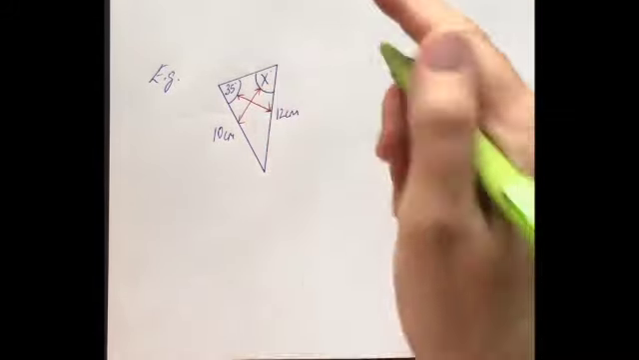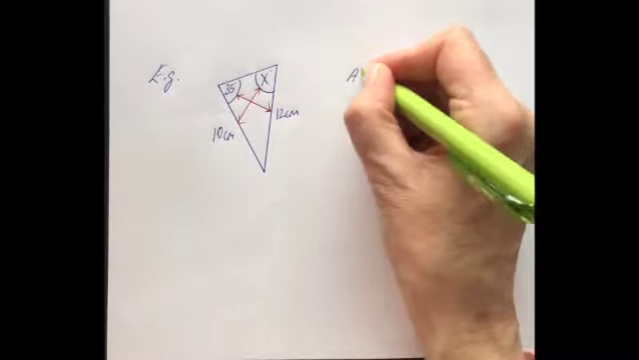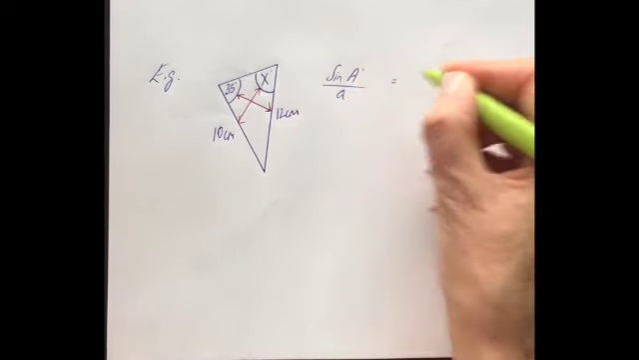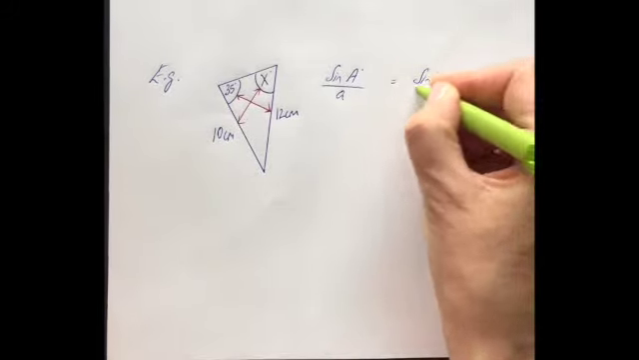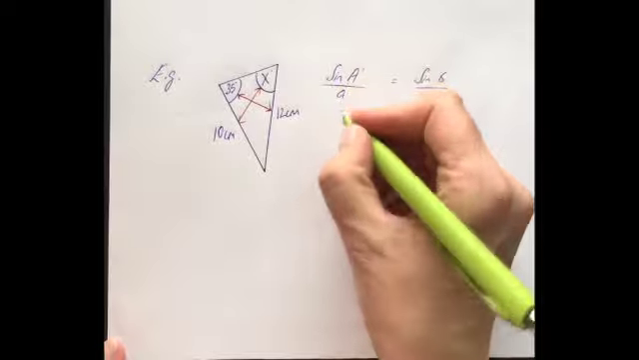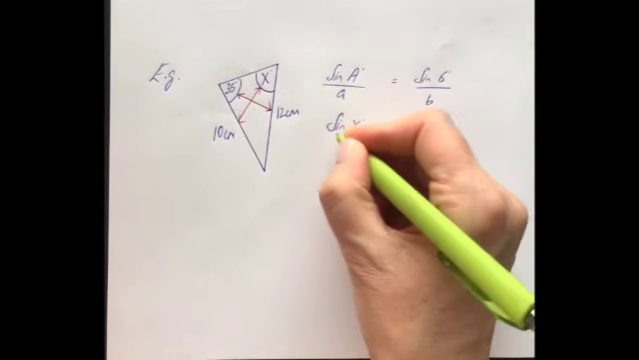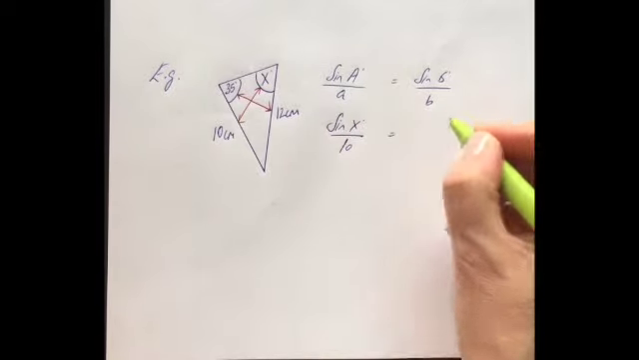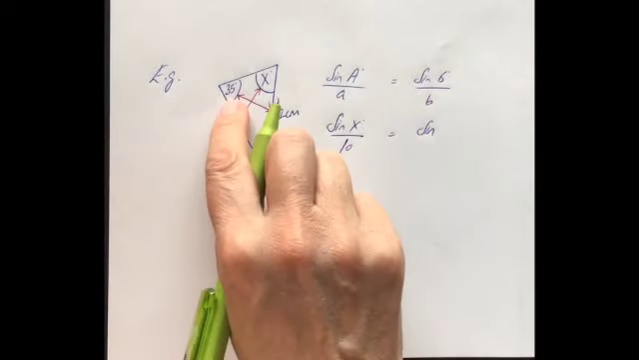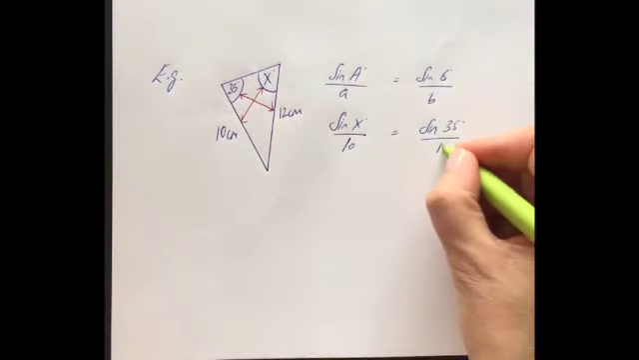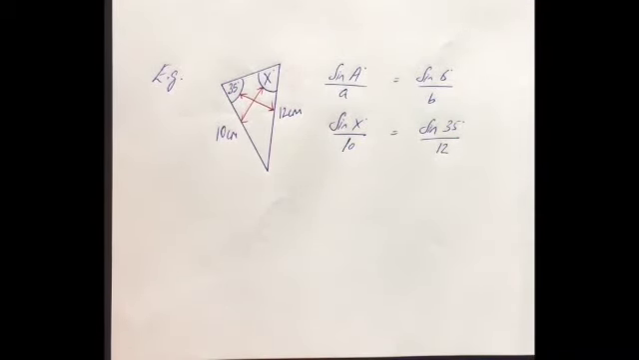Given that I'm looking for an angle, I want to put the angle first. So I'll put sine A, of course, over A is equal to sine B over B. There we go. So let's fill this in. So I'm looking for x, so sine of x over, then divide by its opposite length, which is 10, is equal to sine of the other angle, and the other angle here is 35, divide by its opposite side, which is 12. So there we go.